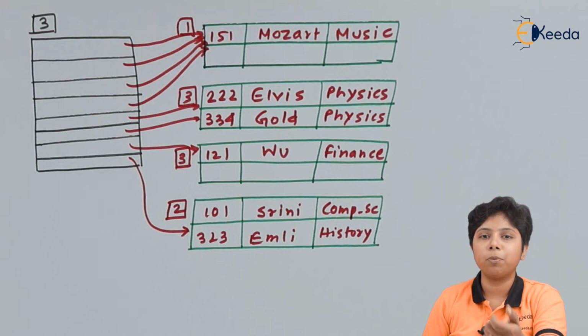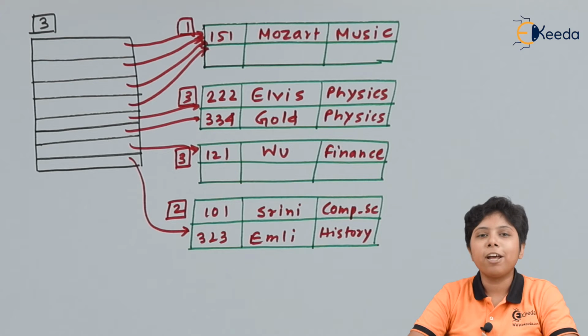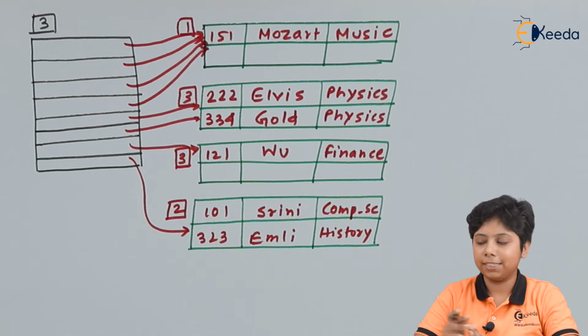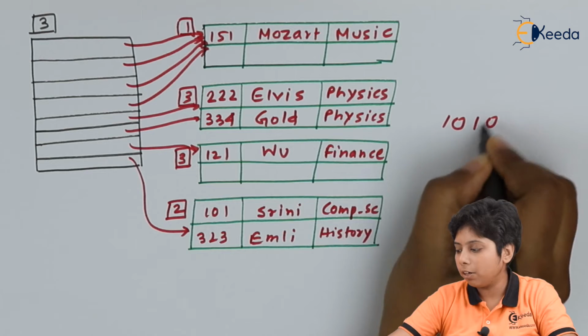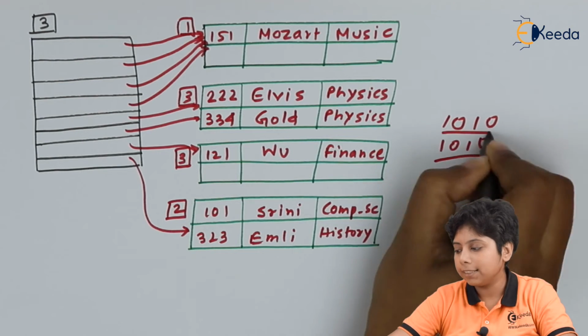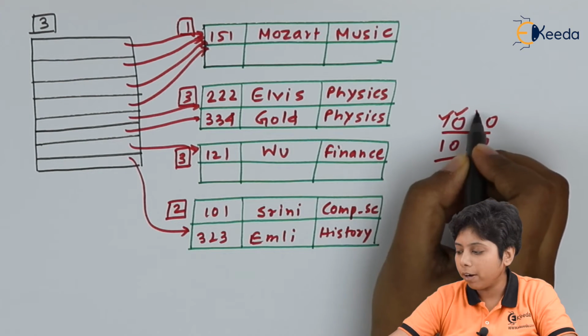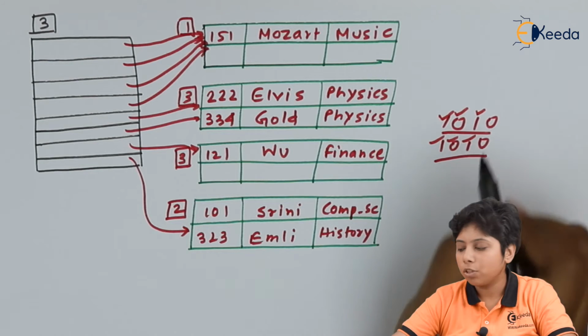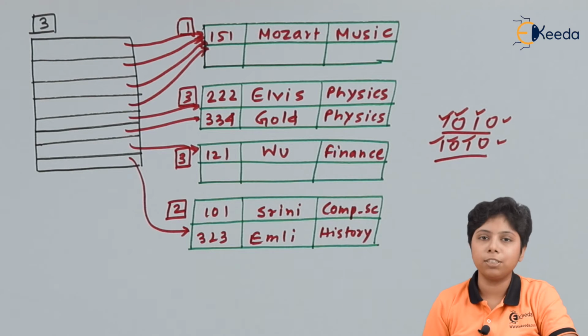Now we will try to add more information to it. What happens if I want to add one more piece of information to the computer science department? Now the computer science department has this 1010, and 10 and 1 are already being served, so we should look at the next one, 0.